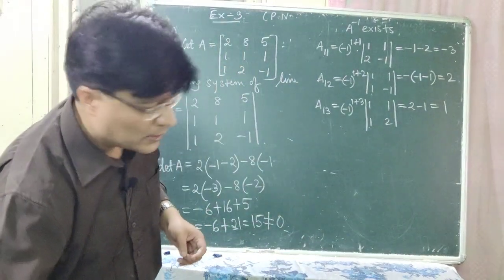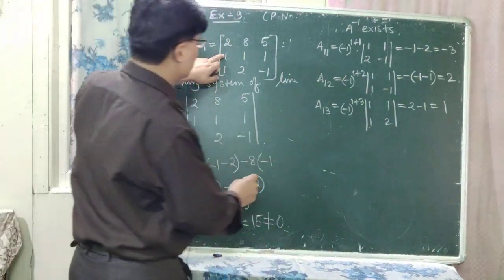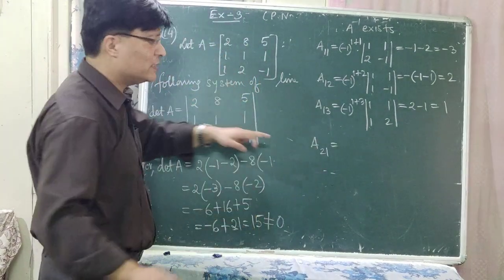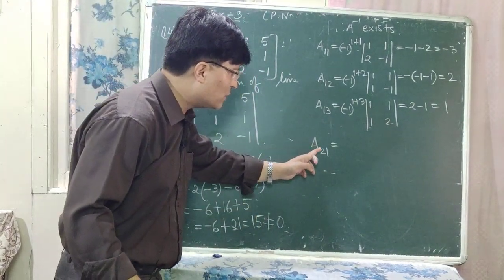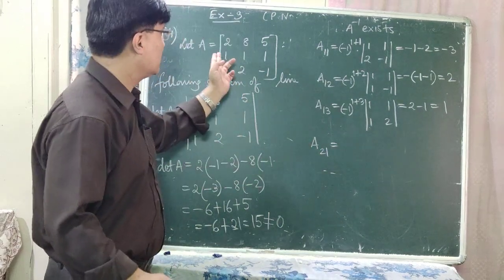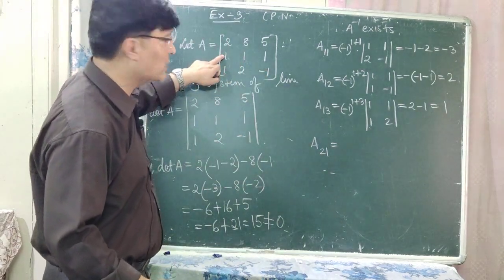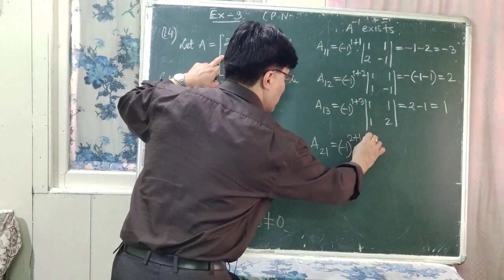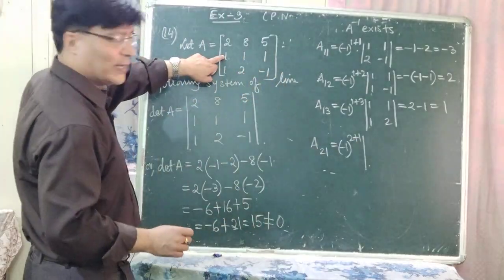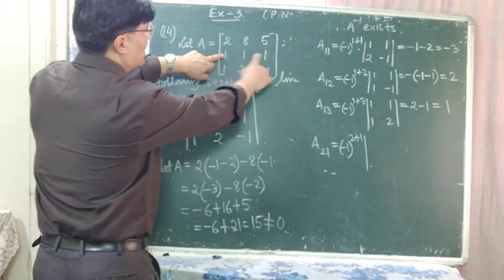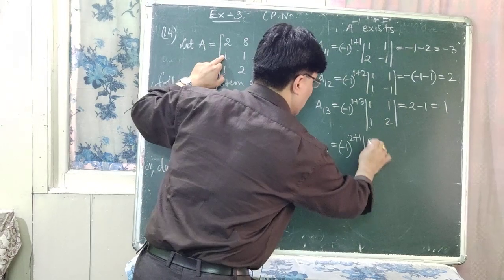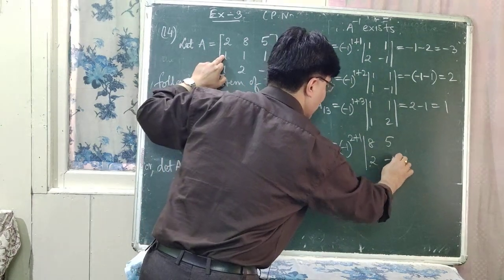Next, let us find out the cofactor of this one. That is A21. A21 is the cofactor of the element belonging to the second row and first column. Let us consider the sign first: (-1) to the power 2 plus 1. Now delete the row and the column through the element 1. Second row and first column are deleted. 8, 5, 2, minus 1.